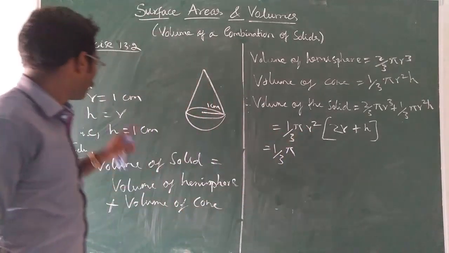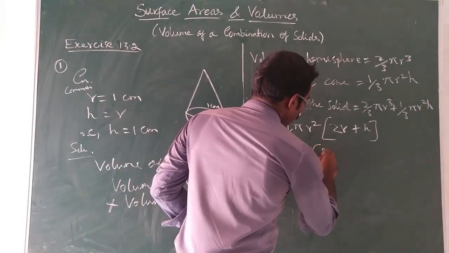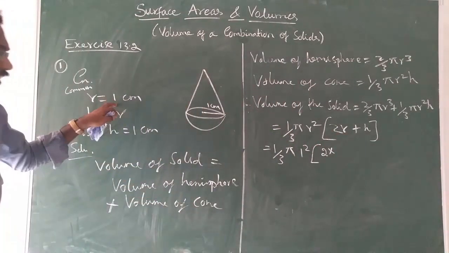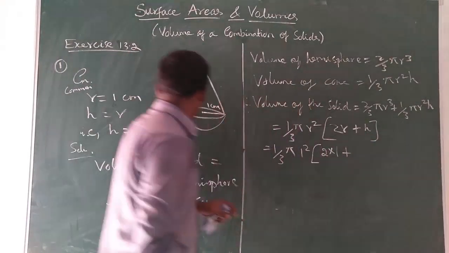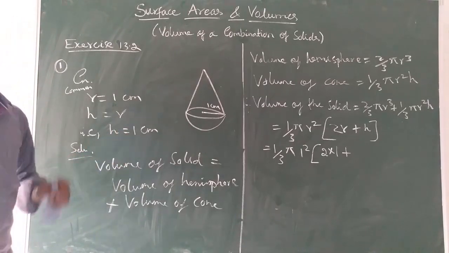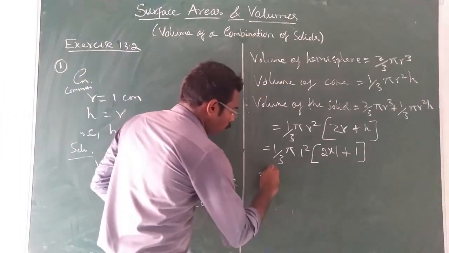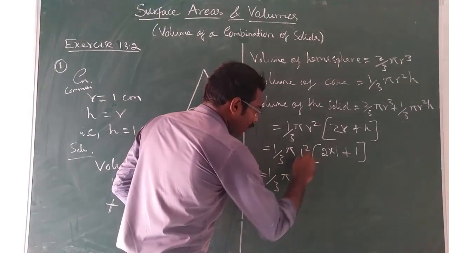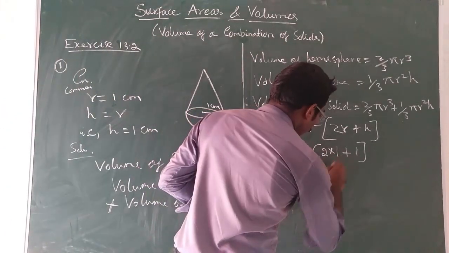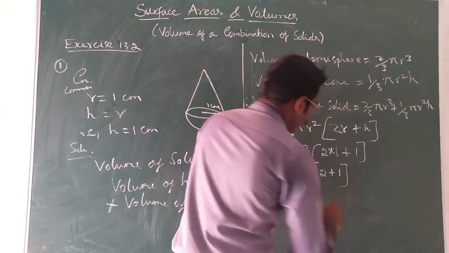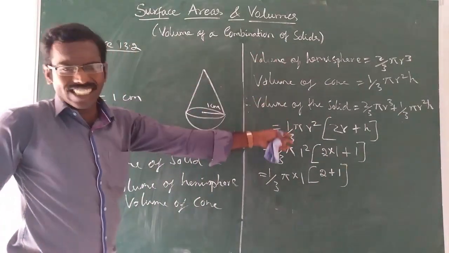Now r value is equal to 1. So 1 square into 2 into r. r is 1, so 2 into 1 plus h value is also equal to 1 centimeter. So that also equals 1. So now that is equal to 1 by 3 pi. 1 square is 1 only. 1 into 1 is 1, into 2 into 1 is 2. 2 plus 1. Understood? It's a very easy sum, isn't it?